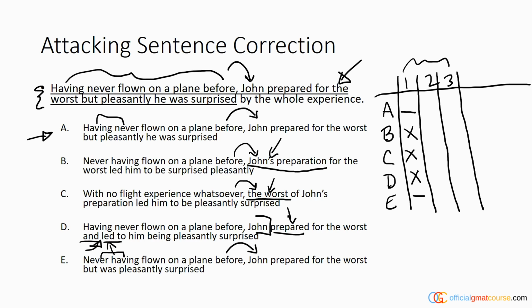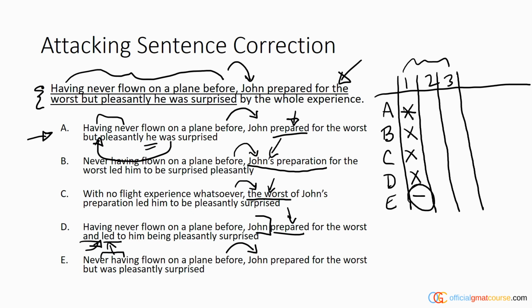Now on the back end, prepared for the worst, but pleasantly he was surprised, or prepared for the worst, but was pleasantly surprised. I think that answer choice E is more parallel because it's John prepared and John pleasantly he was surprised. I don't feel like I need the word he, and this should be the verb coming right after but because we have the verb here. So this is not a parallel structure in A, actually, the more I look at it, and I'm going to get rid of A, and that leads me to answer choice E.